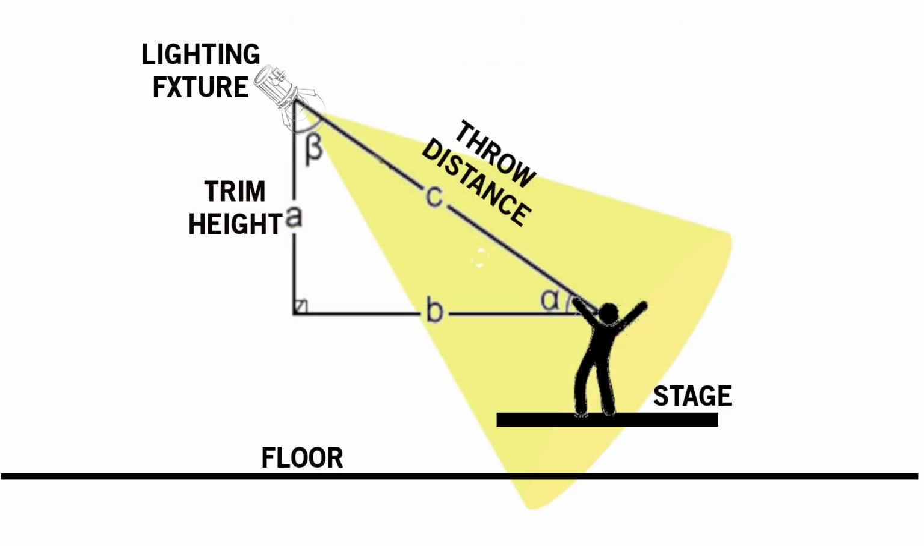Last but not least, because we are using a right triangle to do our equations, it is vital that the trim height be less than the throw distance. Why? In a right triangle, the hypotenuse, or leg C, also our throw distance, is always the longest leg. It's math. As a reminder, always enter your trim height last to refresh the calculation.